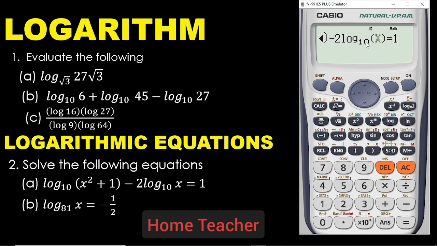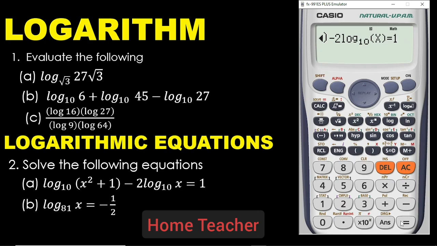Now, this is quite different from the first one. For the first one, it is not an equation, so once you finish entering, you just click the equal sign button. But with this one, it is an equation. So if you click the equal sign, you will get an error. So how do we solve it?